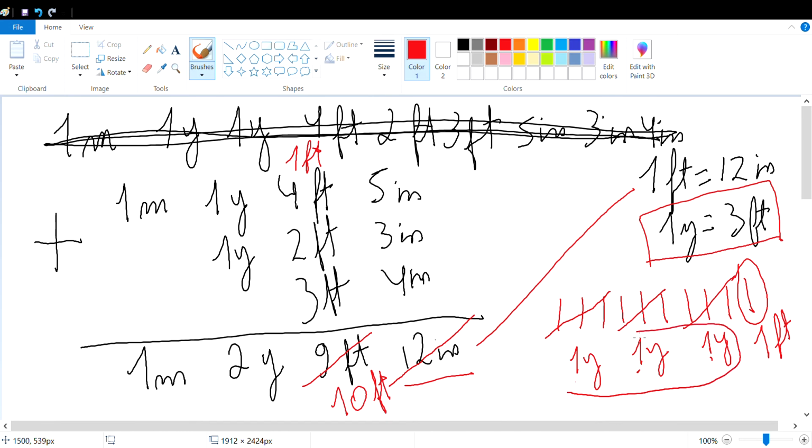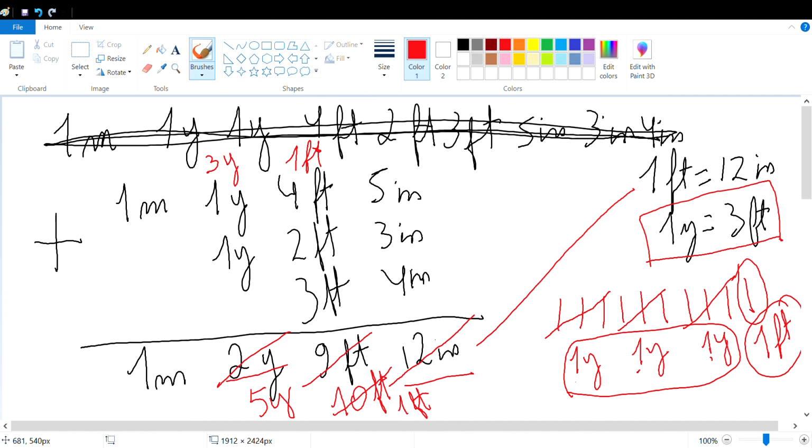These 3 yards go here to the yards column. Remember that we had 2 before? Now 2 plus 3 equals 5 yards. And now here it is not 10 feet anymore. Now it's only 1 foot, because the rest of the feet became 3 yards, and these 3 yards now are 5 yards. Goodbye this, and that is the answer.